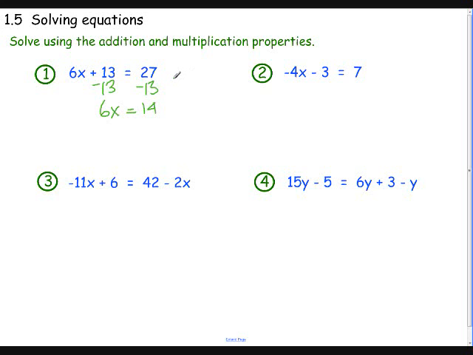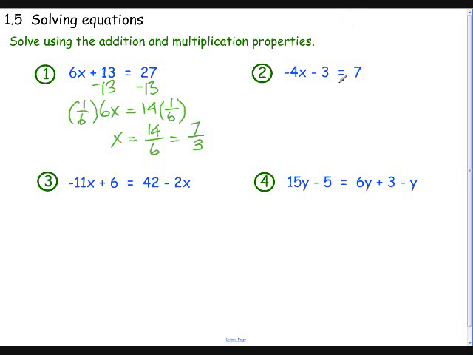Multiplication property, multiply by the same thing. Well, here I'm going to use the inverse, multiplicative inverse, also known as the reciprocal, of 6. I'm going to multiply both sides by 1/6. I'll have x equals 14 divided by 6, which should simplify, right? You should always simplify your answer as far as you can.